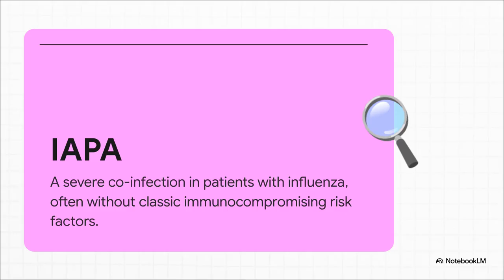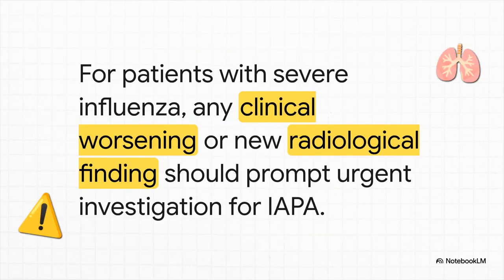The second key scenario, and one that's getting a lot more attention, is influenza-associated pulmonary aspergillosis, or IAPA. This is a really dangerous co-infection that can pop up in patients who are in the hospital with severe flu. And here's the scary part. It often happens in people who don't have any of those classic risk factors we talked about. It seems that severe influenza itself can disrupt the immune system just enough to let Aspergillus get a foothold and invade. Because of this, you have to have an incredibly high index of suspicion.